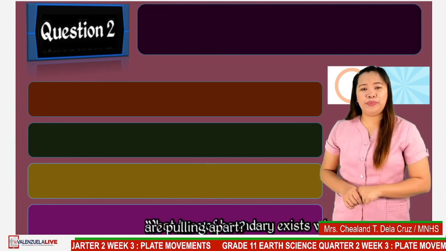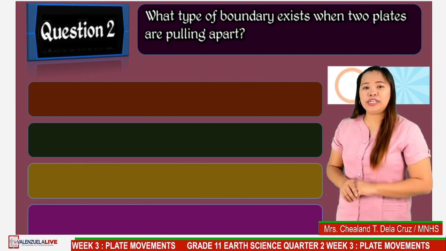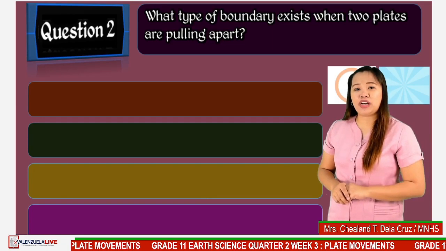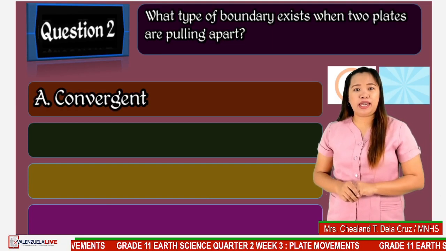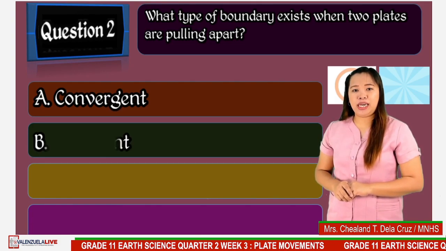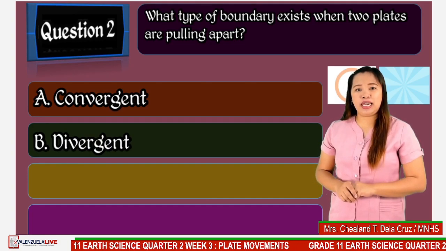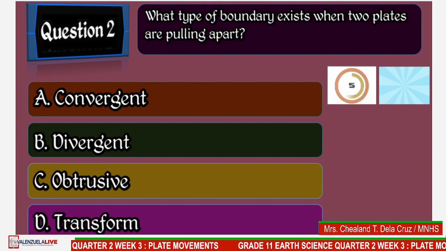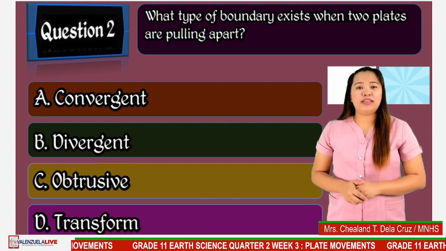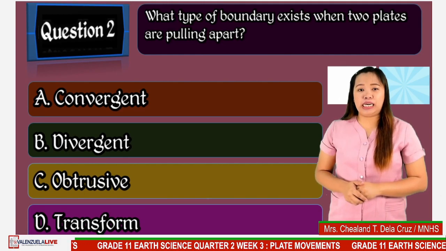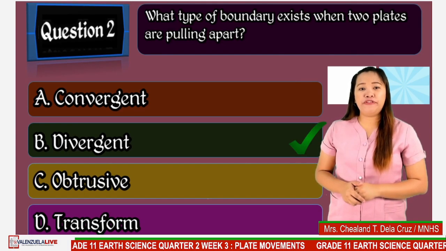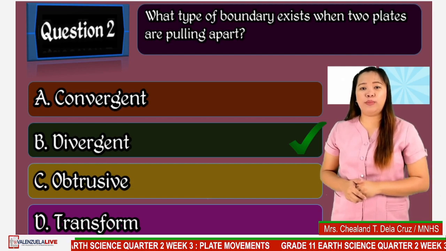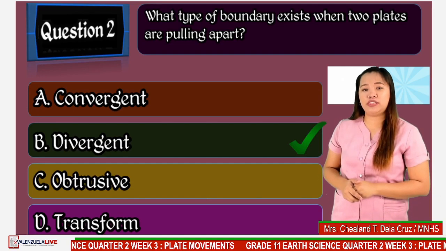Question number 2. What type of boundary exists when two plates are pulling apart? A. Convergent. B. Divergent. C. Obtrusive. D. Transform. The correct answer is letter B. Divergent plate boundary, from the word diverge, which means to move apart in different directions from a common point.